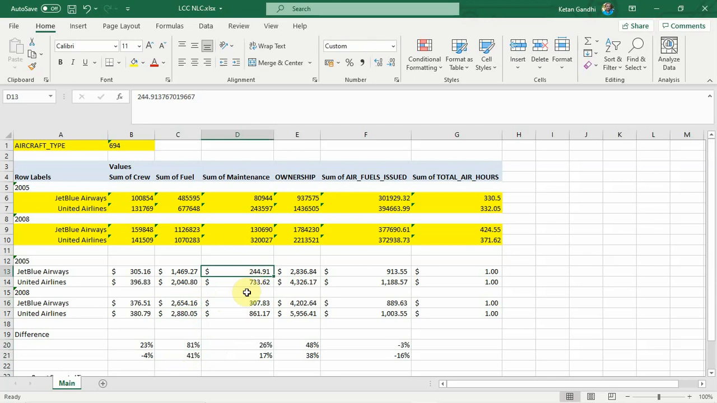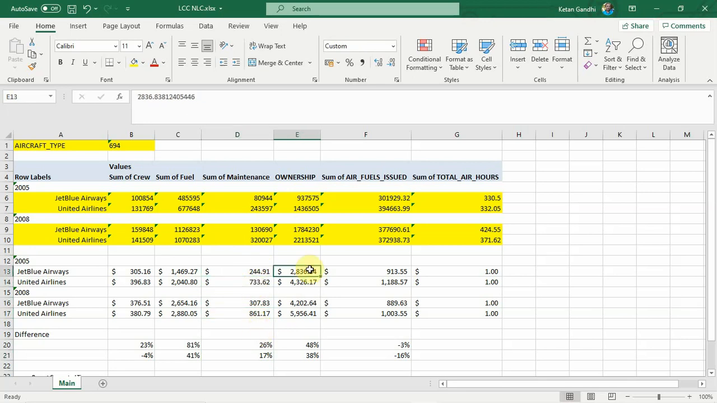Look at the maintenance cost of JetBlue Airways for 2005 and 2008. These are the figures. An increase of 26% of the maintenance cost, whereas United Airlines, having these figures for 2005 and 2008, the increase is 17%. This would depend basically on the aircraft type which is being maintained. The larger the aircraft, the narrow body aircraft, and the kind of fleet the airline has, the composition of it.